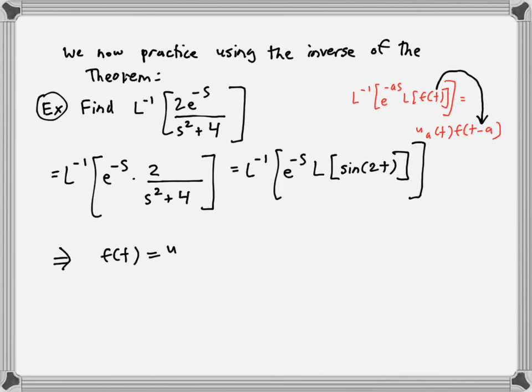So it's going to be u1 of t, and then you're going to replace t with t minus a, so this is just going to be sine of, you replace t with t minus 1, so that's going to be 2t minus 2. Okay.